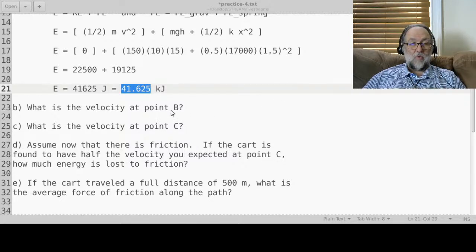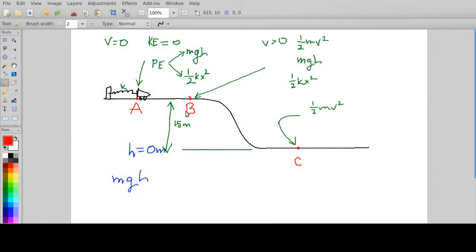Okay, so what is the velocity at point B? Just to remind you from the diagram here, what's going on at point B, it does have a kinetic energy, because it is moving, so there's going to be a term 1/2 mv squared. It isn't at ground level, it's up high, it's 50 meters above ground level, so there is an mgh. But there is no potential energy due to the spring, because the spring has already sprung. It's already given up its energy. Okay, so these are the only two terms that are going to come in there.